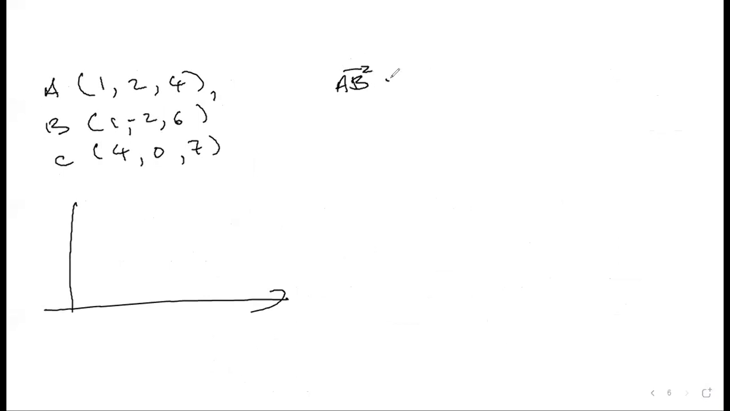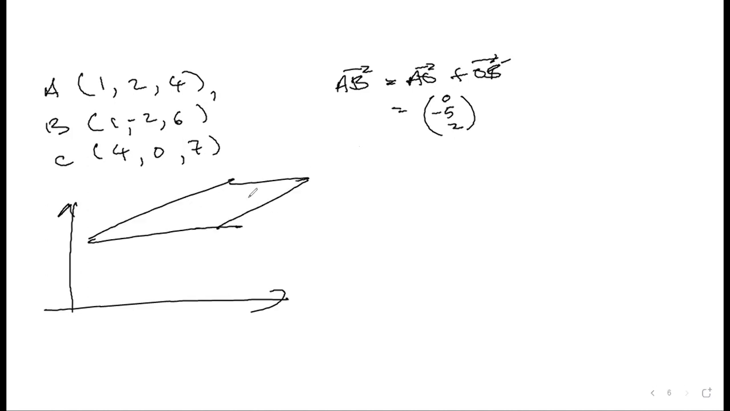Sir, 1, 3, 4. Do you want the entire process or just the answer? So it's AO plus OB. And what's the answer? 0, negative 5, 2. And then I calculated A to C. So AC, what did you work out that to be? 3, negative 3, 3.